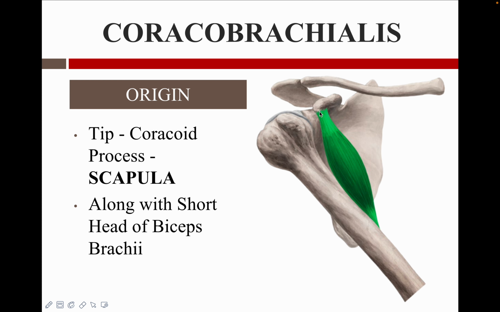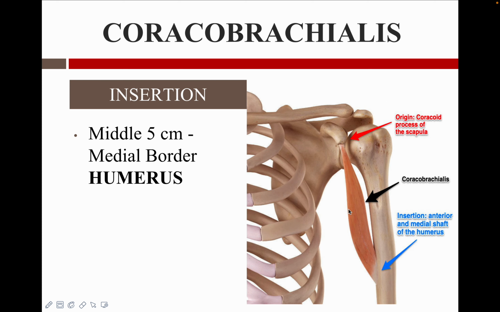So it takes origin from this and it gets inserted into the brachium, that is, it gets inserted into the humerus. So the name Coracobrachialis suggests that coraco is for the coracoid process, the origin, and brachialis is for the insertion, that is, it is inserted into the middle 5 cm medial border of the humerus. Humerus is the bone of the brachium, the only bone of the brachium. So this muscle that you see here from the coracoid process to the medial border of the humerus is the Coracobrachialis muscle.